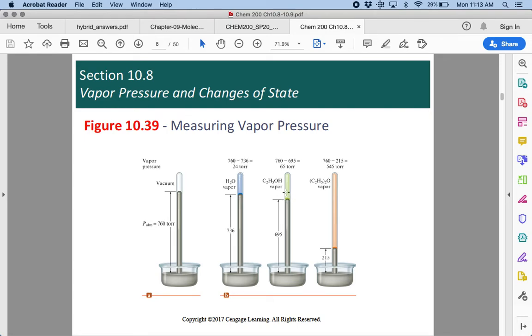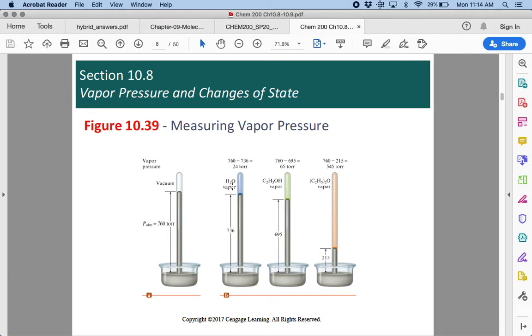Here we have ethanol, and we see that it has a greater vapor pressure, and we get 70 or 65 torr. And lastly, we have ether over here, and this has a very big vapor pressure. Look how much of the mercury it pushed down, so much so that we have 545 torr for this.